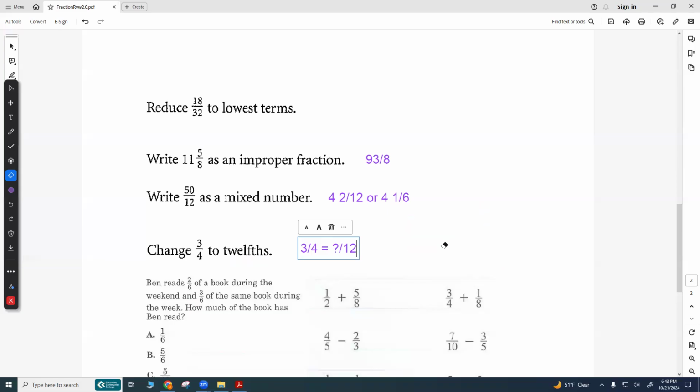Okay, so don't worry too much about adding and subtracting fractions. We're probably not necessarily going to have to work on that too much with our current unit.